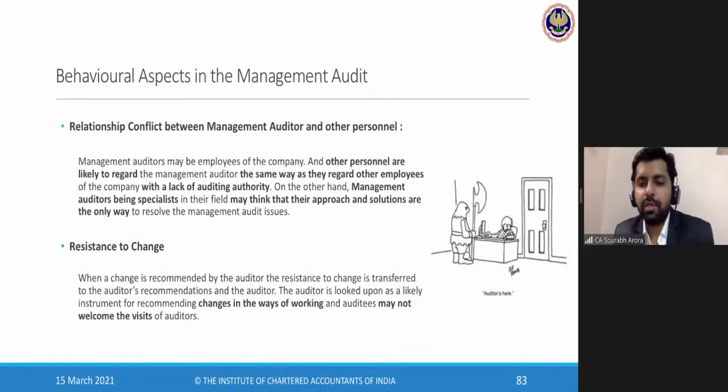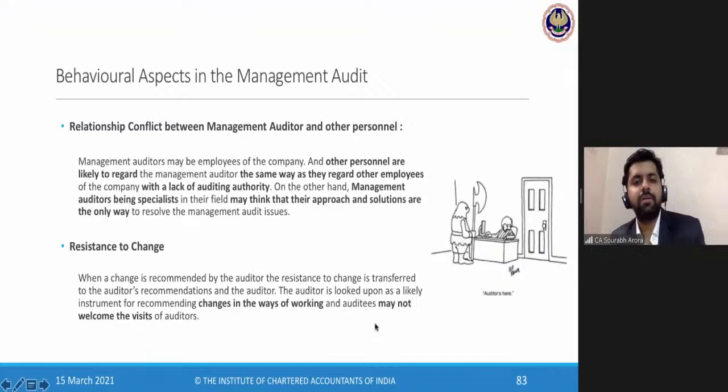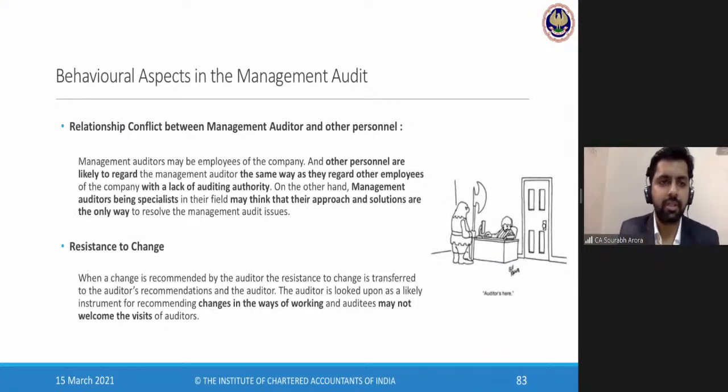So please don't appear like this to your auditee. Don't appear like a devil to your auditee. And relationship conflict between management auditor and the other person. So this is regarding the conflict. So management auditors may be employees of the companies, right? They may be employees or they may be external hires.